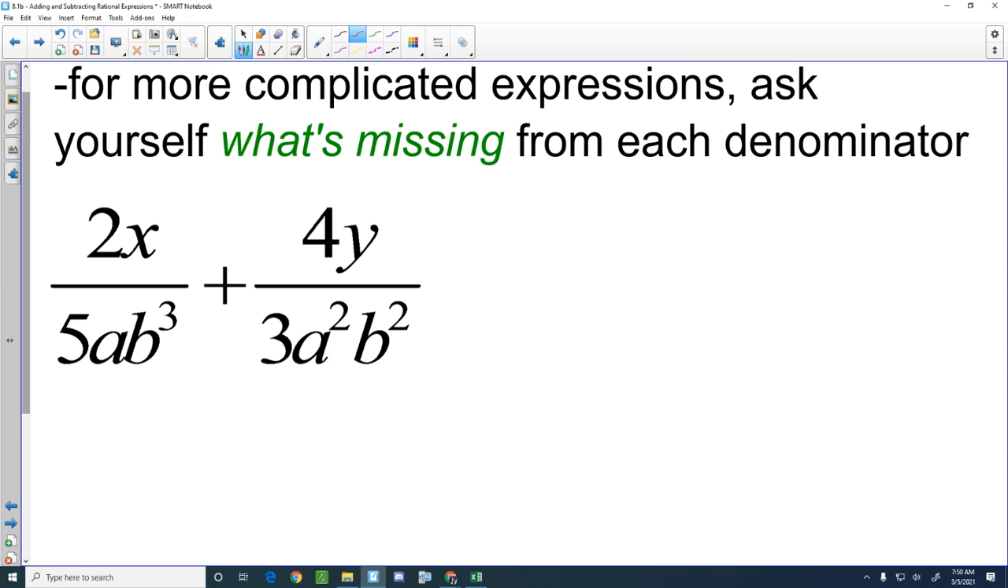And we're essentially going to look at each base separately in the denominator. So I mean, like, look at the coefficients. I want those to be the same. Look at the a's. So I want there to be the same amount of a's in both denominators. And then look at the b's. I want the same number of b's in both denominators. So if one fraction is like a to the fifth, the other one also would need to be a to the fifth, or whatever we decide on.